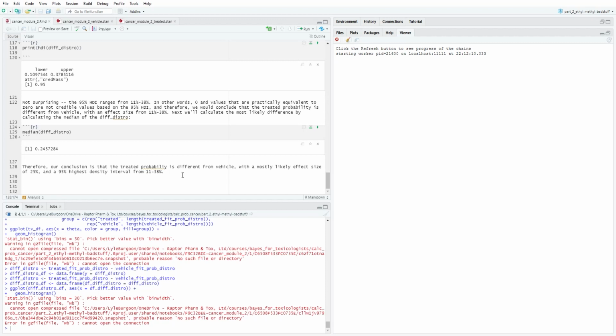Anyway, I'm going to get off my ethics soapbox with that, just to, again, reinforce the point that this is one study, doesn't have a lot of animals in it. I don't have a lot of faith in it. But based on the information that we have, this is what we've got. Anyway, there you go. That is lesson or part 2 of our cancer module.